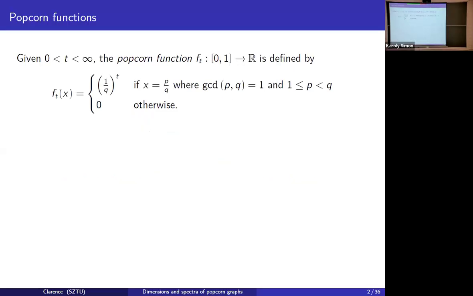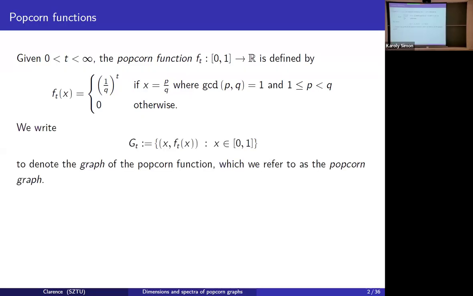Given any positive real number t, the popcorn function from the closed interval [0,1] to R is defined like this. For every rational number x equal to p divided by q, where p and q are coprime and p is smaller than q, we take the value 1 over q to the power of t. Otherwise, if x is an irrational number, we just take the value 0.